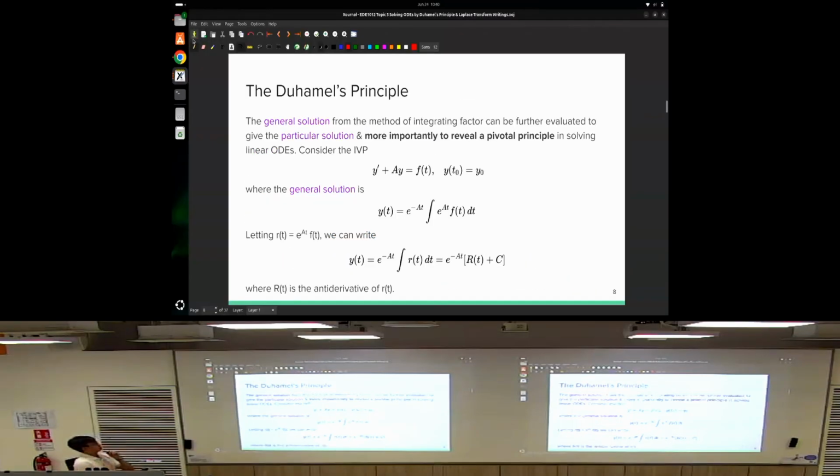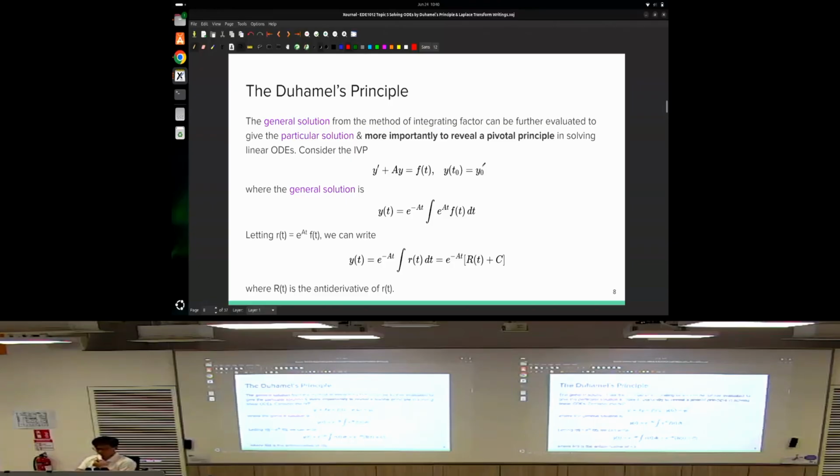So let's look at the linear ODE in this form: y prime plus some constant a times y equals f of t. Given an initial condition at t naught, you get y naught. So that's the initial condition.